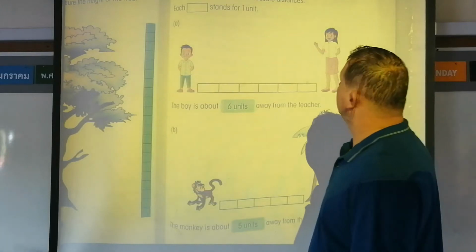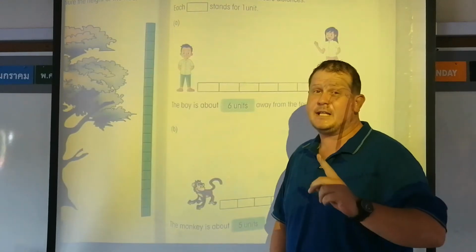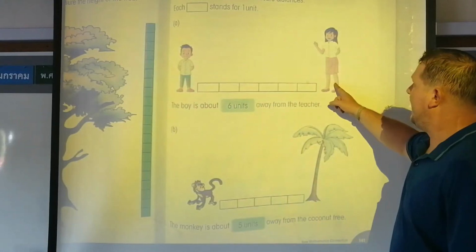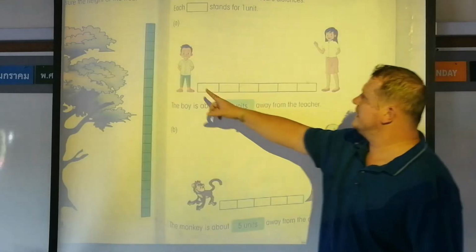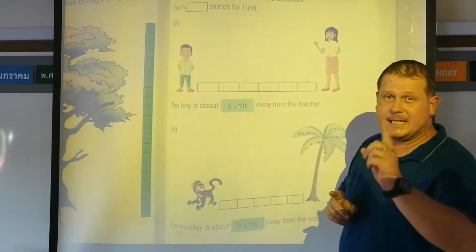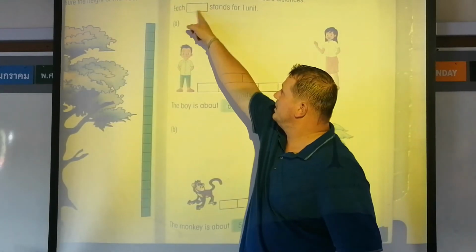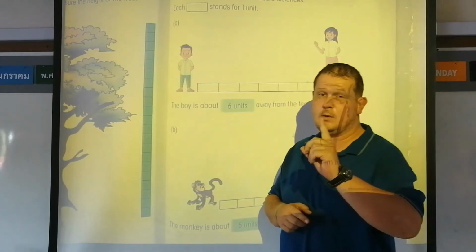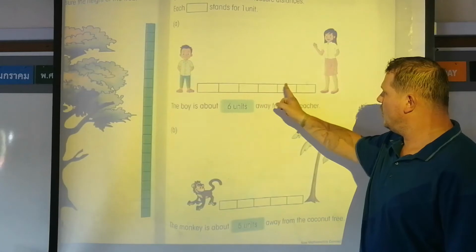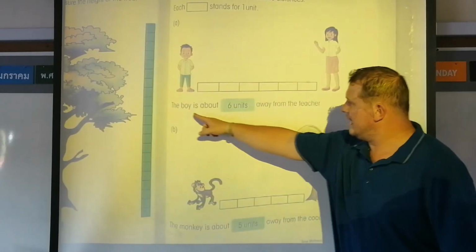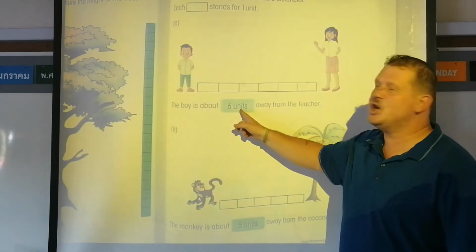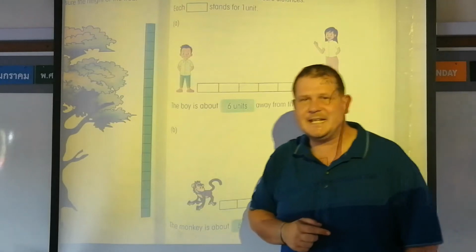Now we're using non-standard units to measure the distance between the boy and let's say that's his mom. The distance between the boy and his mom, there's the units, non-standard units. Each one of those little rectangles represents 1 unit. So then we count: 1, 2, 3, 4, 5, 6. Oh, it's a teacher, it's not his mom. So the boy is about 6 units away from his teacher.